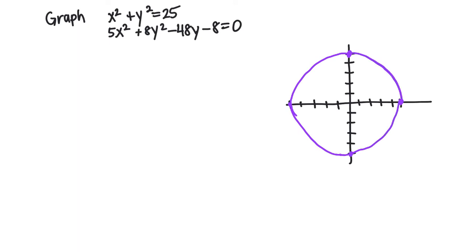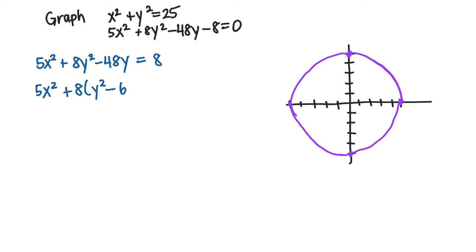Okay, now the second graph is an ellipse. I can tell because it's 5x squared plus 8y squared. They have different coefficients on the x squared and y squared terms, although they are both positive. It is not in standard form, so I'm going to have to convert it. Okay, the 5x squared, I'll leave alone. The 8y squared, I'm going to group it together, and then I'm going to move the minus 8 to the other side. 5x squared is going to keep hanging out, but the y squared, I need to factor out the 8, and then I need to complete this square here.